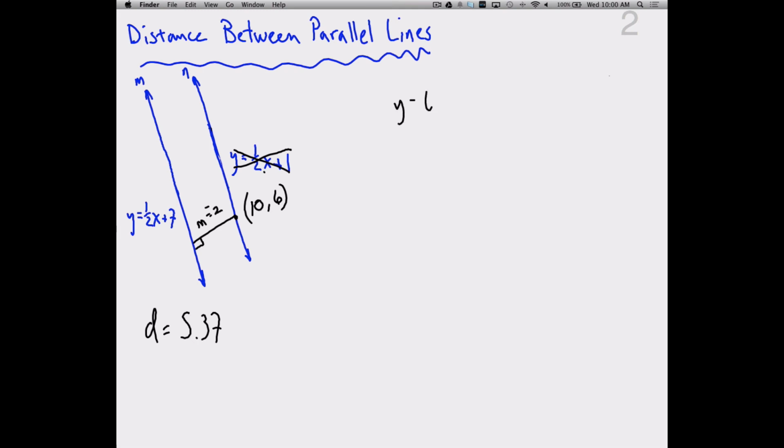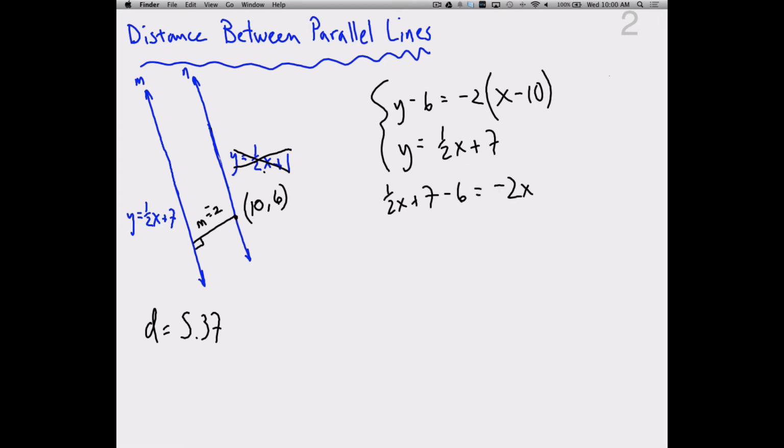So y minus 6 is equal to -2 times the quantity x minus 10. And we're solving the system between these two, plus 7. And then you can put the braces because we're solving a system. So then doing substitution, 1/2 x plus 7 minus 6 equals -2x plus 20. Let's see, that's 1, and then bring the 20 over is -19, and -2, we did that already, didn't we? Yeah, because it was the same thing, which turned out to be -5/2 x, which means that x is equal to 38/5.